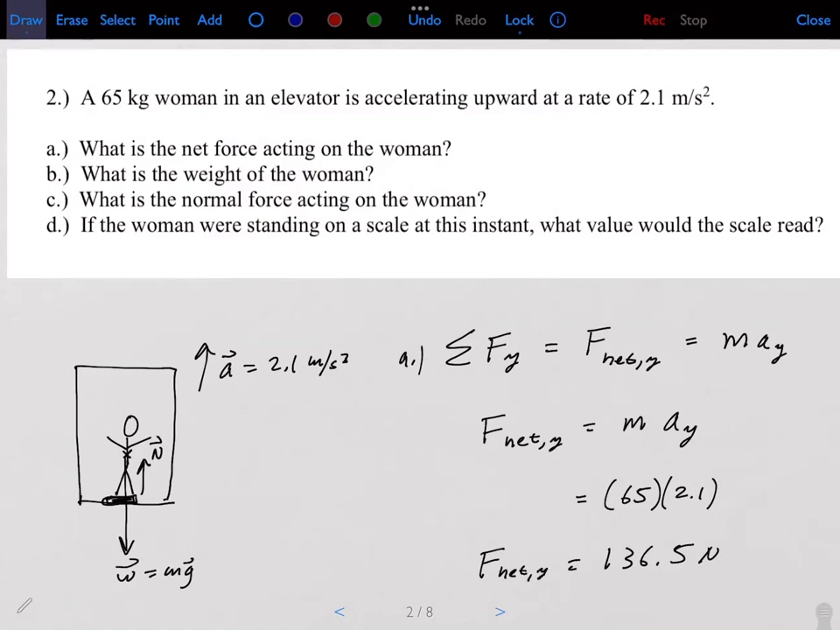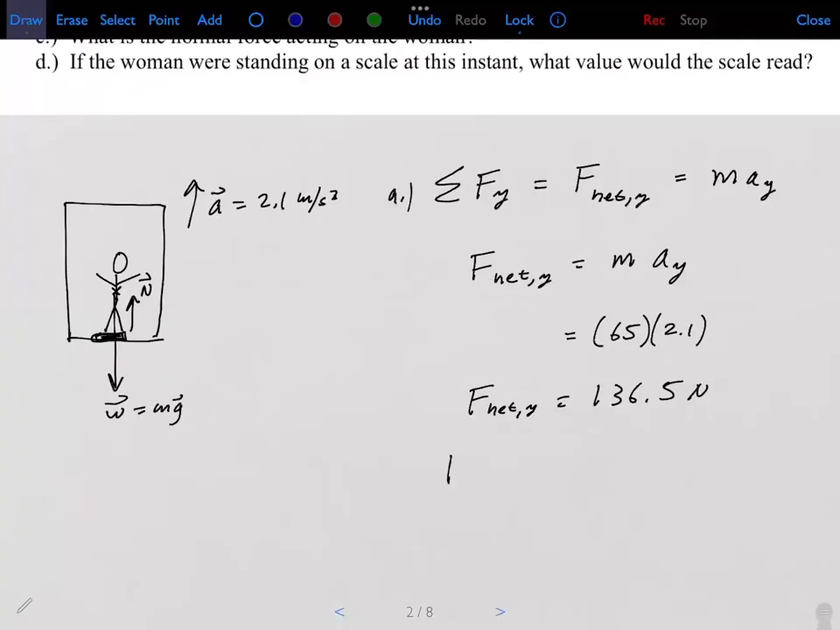It's really in the y direction, but that's the only force acting on her. When you combine the normal force and the weight, you get this net force in the y direction. So if you want, you could say that the net force equals that magnitude, and it's at 90 degrees, because it's pointing upward.